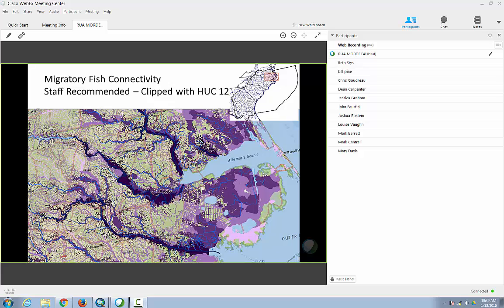Right now, the staff recommended version is this one clipped to HUC 12, because although it's not perfect, it seems to perform a little bit better in getting closer to directly where some of these migratory fish actually are right now. So I'm going to open that up to questions and thoughts on that metric.